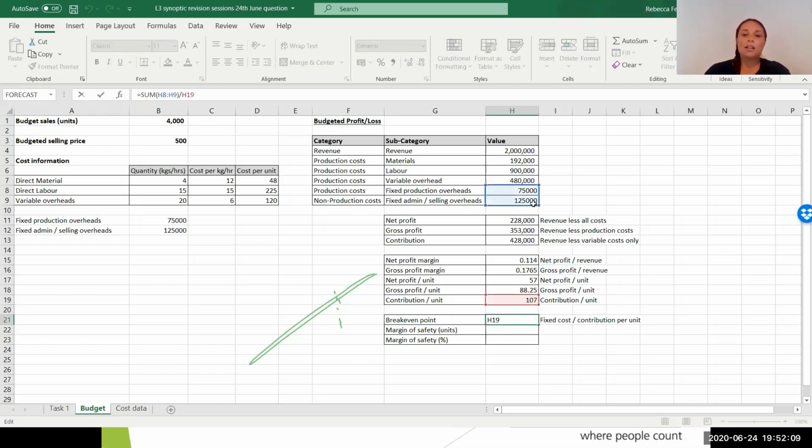So I've added up my fixed costs, which are my two fixed costs up here, my fixed production overheads and my fixed admin, and then I've divided by my contribution per unit. So remember, if you've done any of these wrong, but you've done that formula correctly, you will still receive the marks for that in the exam.